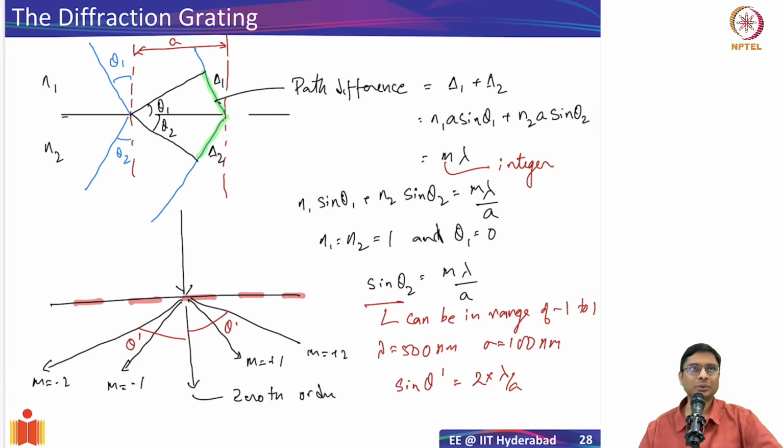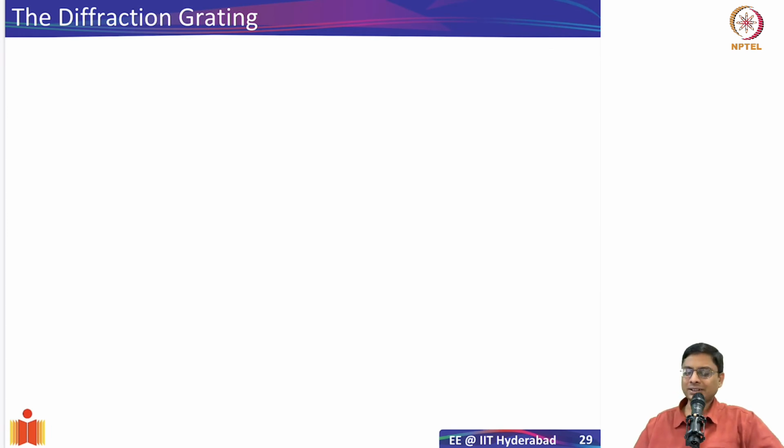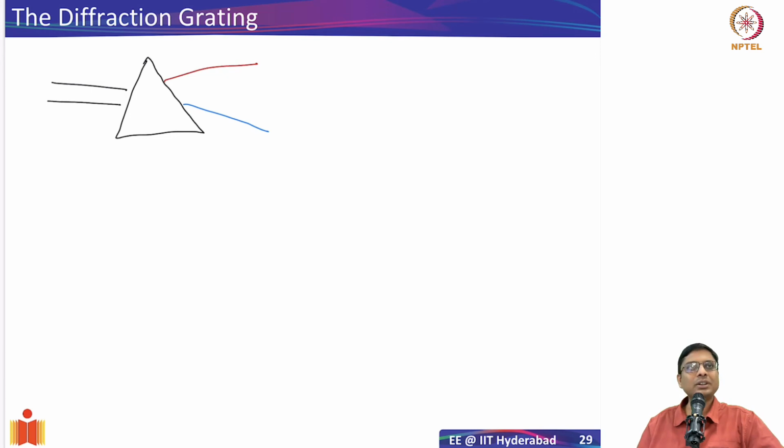In the case of n1 equal to n2, that has to be valid. But the moment you have different m's allowed, each wavelength will disperse in a different direction. It is something similar to what you would have seen in a prism. In the basic school curriculum, they talk of a prism with white light incident from the left, and they say there is blue which bends in one direction, red which bends in the other direction, and so on. So you have the dispersion of light. This happens.